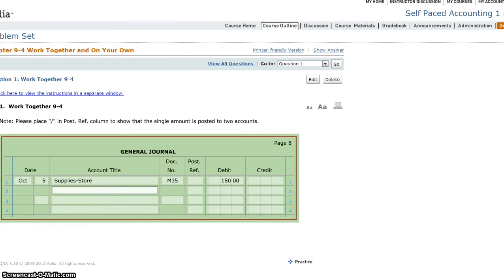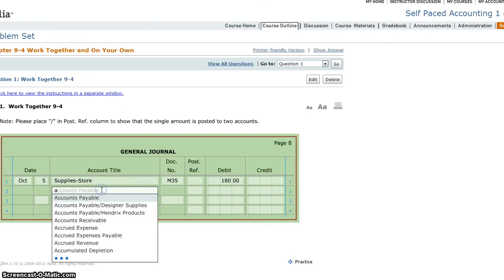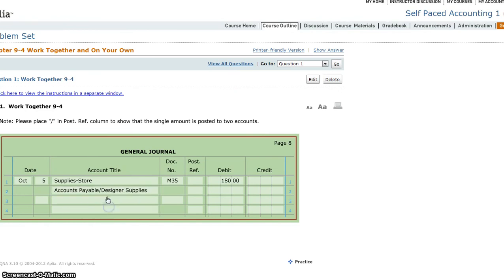Now we bought this on account. We bought supplies on account, so that means we cannot put it in the purchases journal, and we bought it from Designer Supplies. So we're going to put down accounts payable, Designer Supplies.